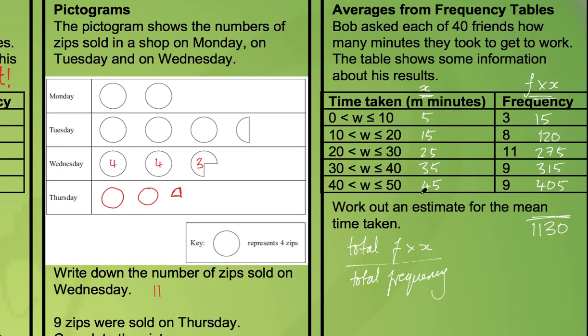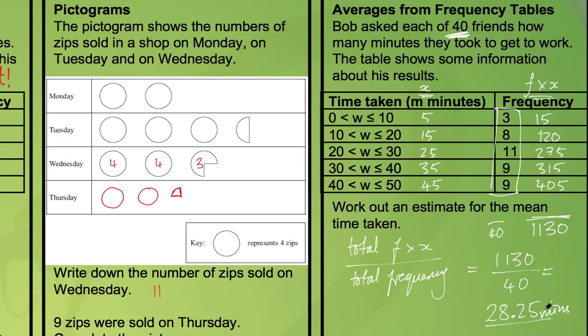And the total of this column, not this column, sorry, the total frequency. The total frequency is what we need. Adding all of them together, I get 40, and I know that because there are 40 friends in the question. So my mean is 1,130 over 40, which is 28.25. And it's always worth checking at this point, does this answer make sense in this question?